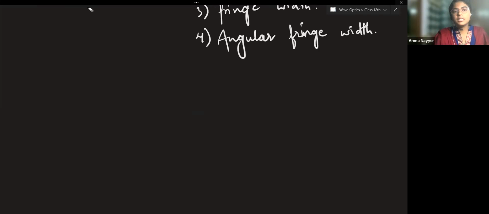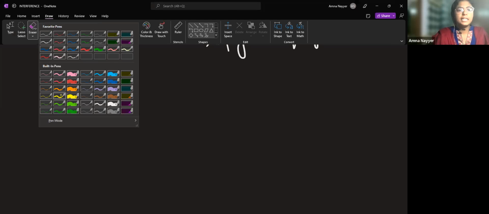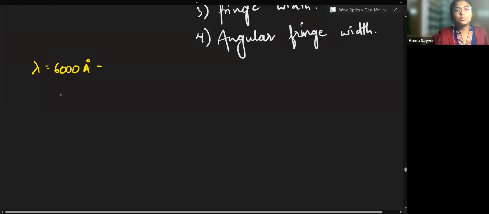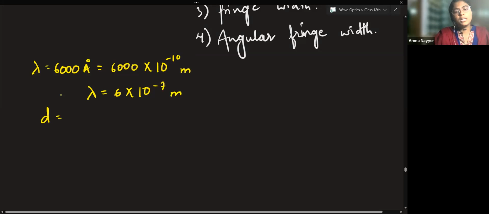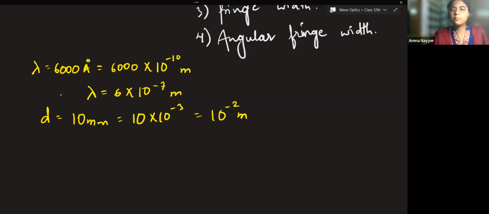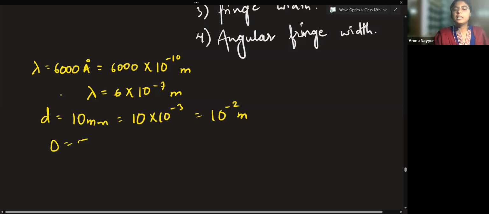Let's convert these quantities. Lambda is 6,000 angstrom, so this is 6,000 into 10 to the power minus 10 meters. So lambda becomes 6 into 10 to the power minus 7 meters, right? Small d was 10 millimeters, so 10 millimeters will become 10 into 10 to the power minus 3, that is 10 to the power minus 2, and capital D was 5 meters only. Now we'll put it in this formula that we have Yn is equal to N lambda capital D by small d.